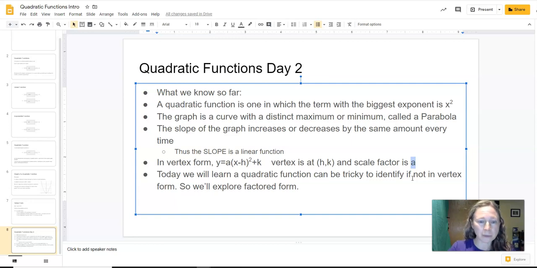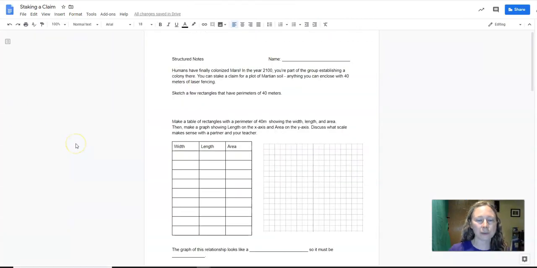In today's lesson, we're going to learn that a quadratic function can sometimes take other forms than vertex form. So we're going to explore a new form today called factored form. And we'll do that by looking at, there's a Google Doc in the description. If you want to click on the Google Doc and open it, you can follow along. Today's lesson is a little shorter, but we'll do this exploration with a word problem.